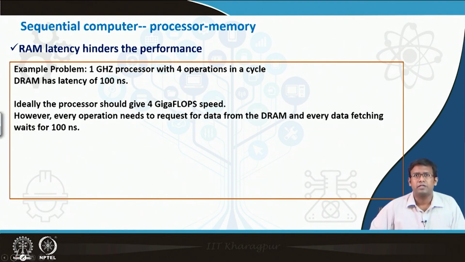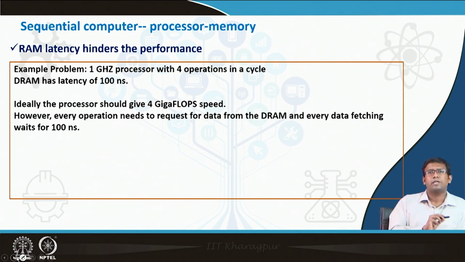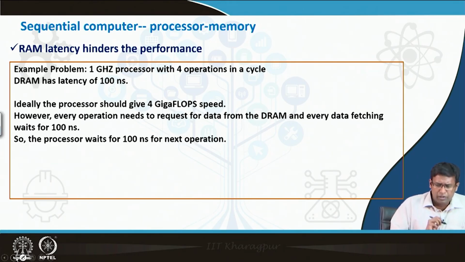Ideally there will be 4 into 10 to the power 9 floating point operations in 1 second. But for every operation, the request for data from the DRAM and the data fetching will take 100 nanoseconds. So one operation cannot be done unless this 100 nanosecond time is over. Therefore, once one operation is done, the processor has to wait for 100 nanoseconds to get the data and finish the next operation. So though it can do 4 gigaflops in a second, for every operation it has to wait for 100 nanoseconds.